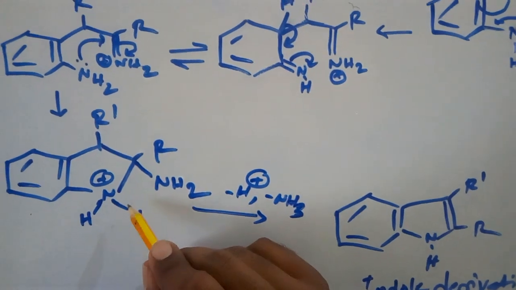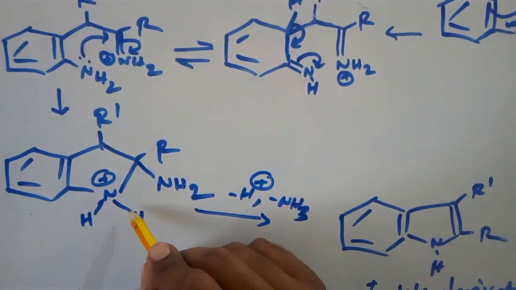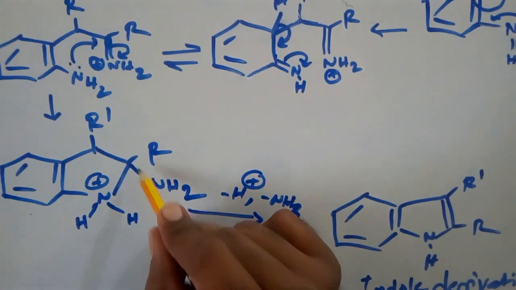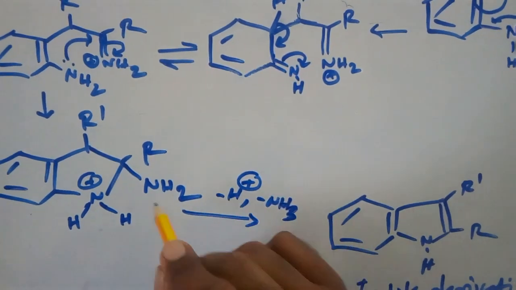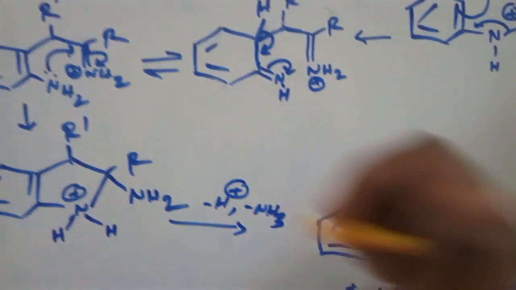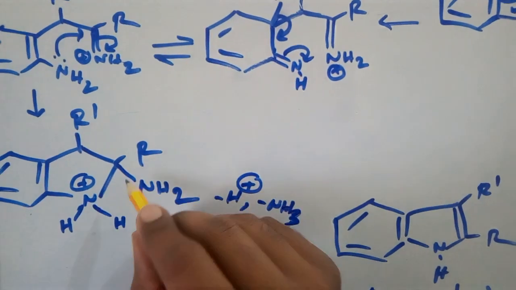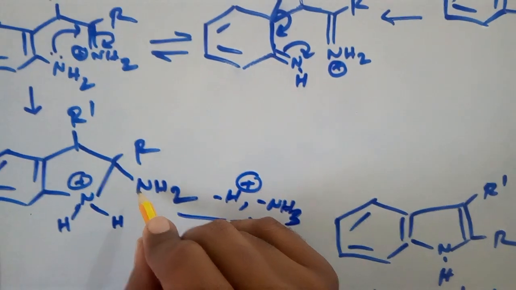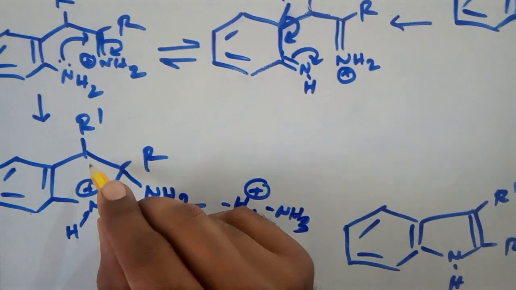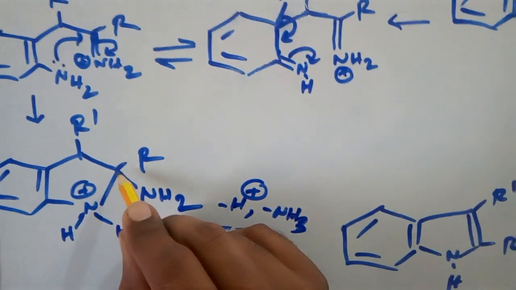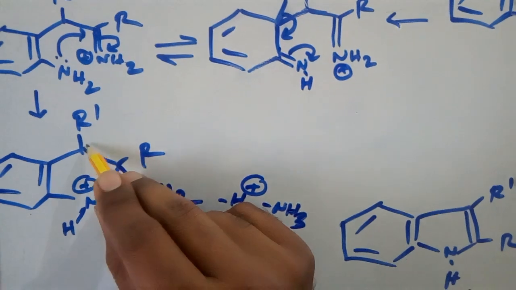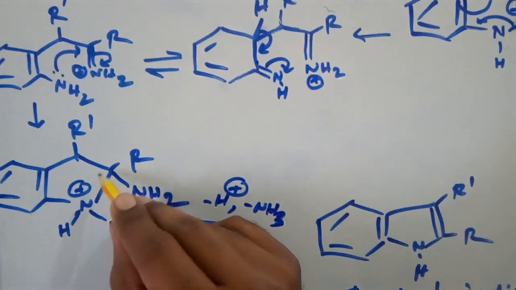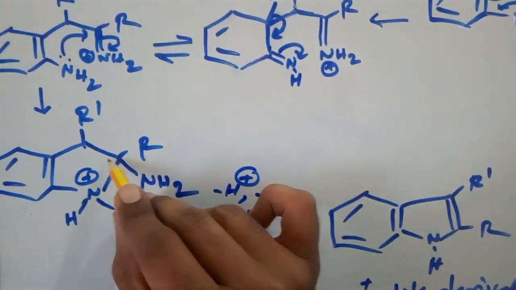Next step, this loss of hydrogen will take place. Electrons will be retained on the nitrogen, so loss of hydrogen, and here loss of NH3. In this NH2, as we know, nitrogen is more electronegative than carbon, so it will pull electrons toward itself, and because it is taking electrons, this carbon will have a plus charge, and one hydrogen from here will be lost, and the electrons would be shared here between these two carbons. So a double bond will be formed here.